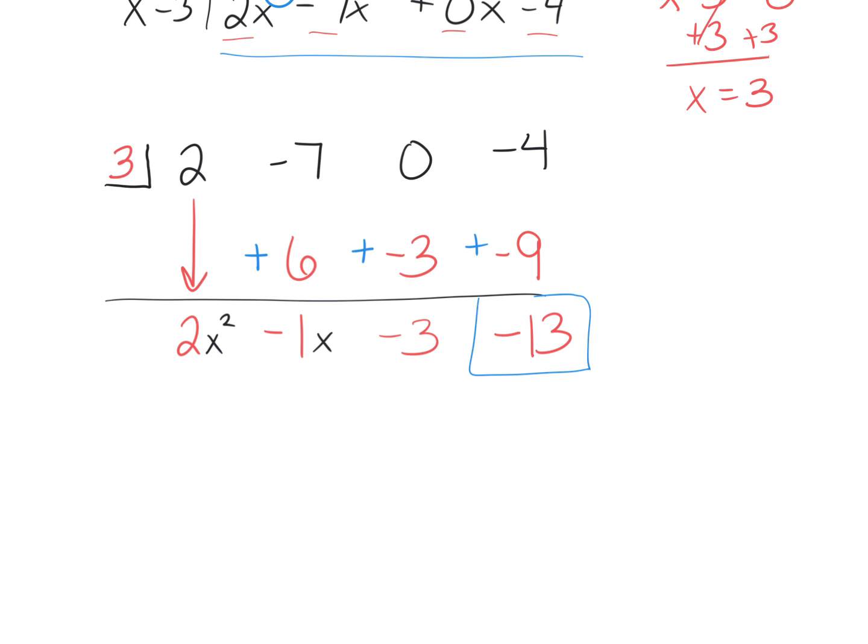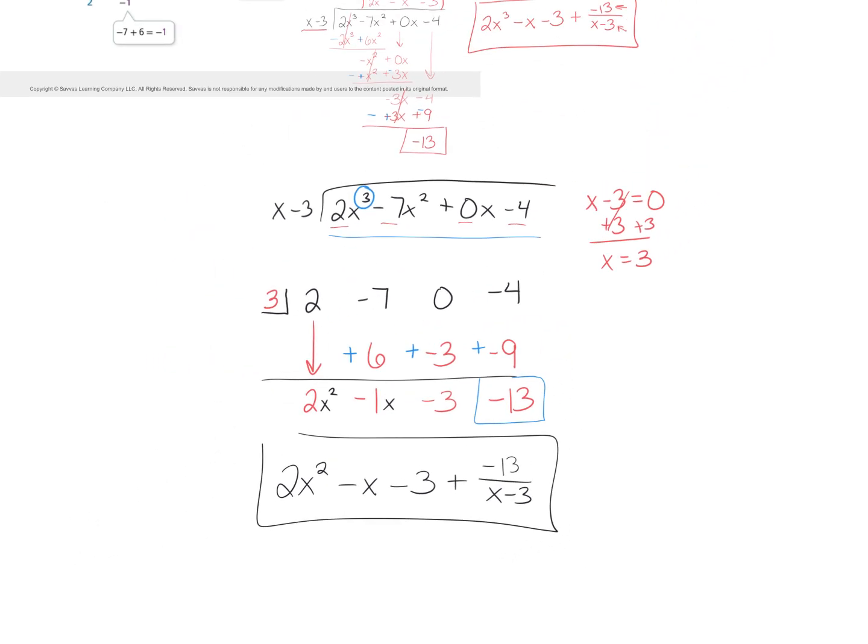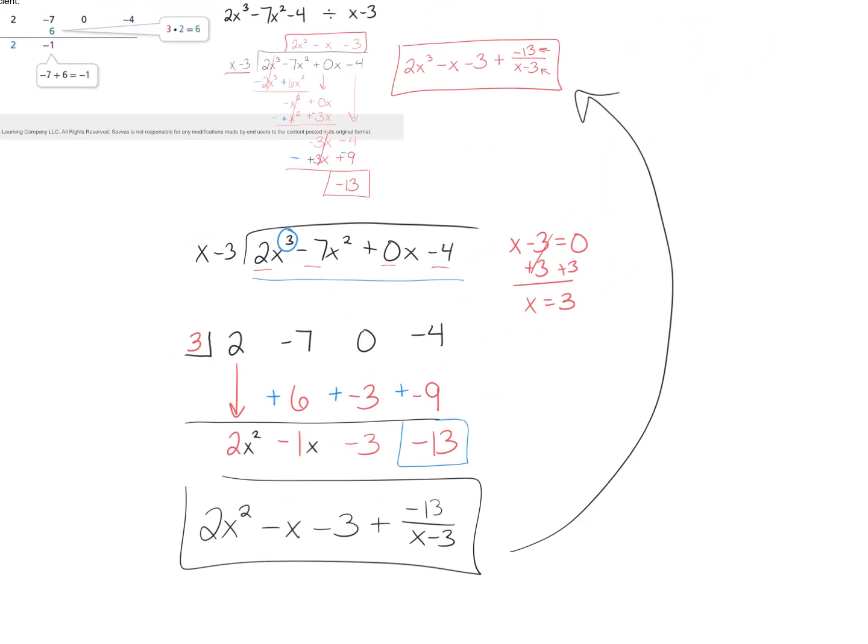Okay? So we picked 3 was our highest degree to start with. We're going 1 degree lower than that. Okay? So my answer is going to be written as 2x squared minus x minus 3. What do I do with this remainder? Right. Plus a -13 over, what did we originally divide by at the beginning? X minus 3.